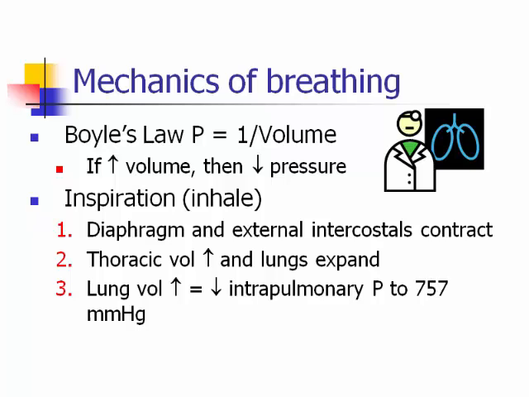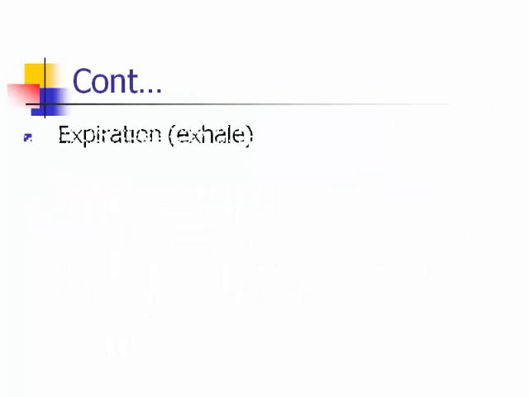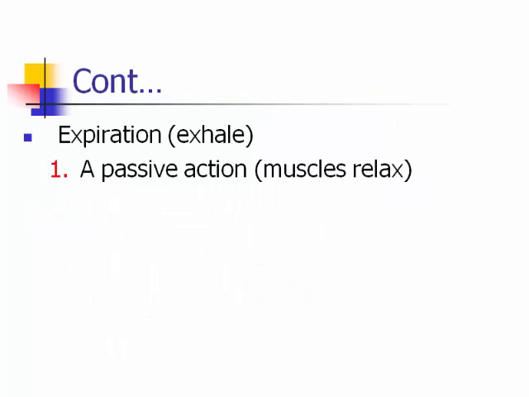And which way will the air go? It will go high to low, which is what way, in or out? This is an inhale. So air will come in. Air flows passively from high to low pressure and comes into the lungs. And then you hit a maximum, where everything stops, because you stop the inhale. Then you have to exhale, and to do that, we relax all of those muscles.